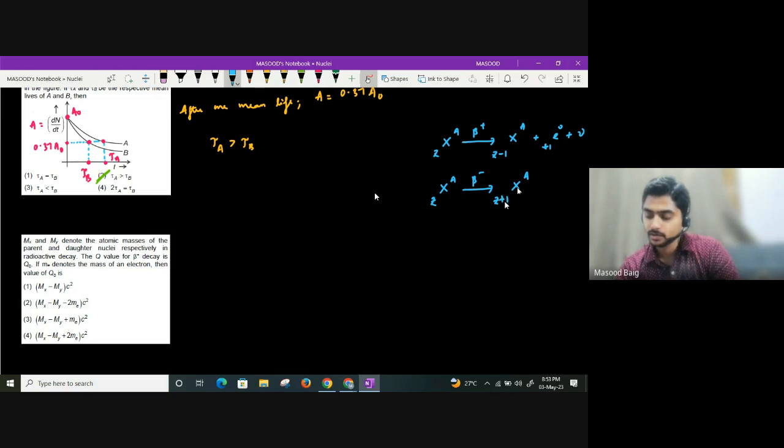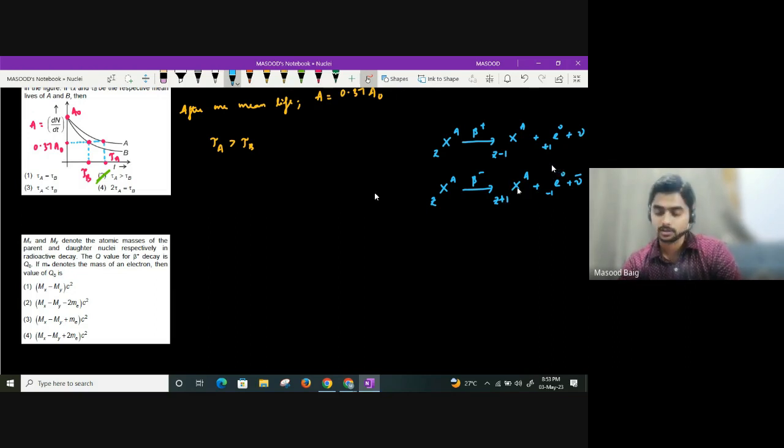Increases by 1. Mass number, no change. It will be accompanied by release of an electron. Along with the electron, there will always be an antineutrino. So neutrino and antineutrino are just like elementary particles. They are taken for conservation of the linear momentum, guys.